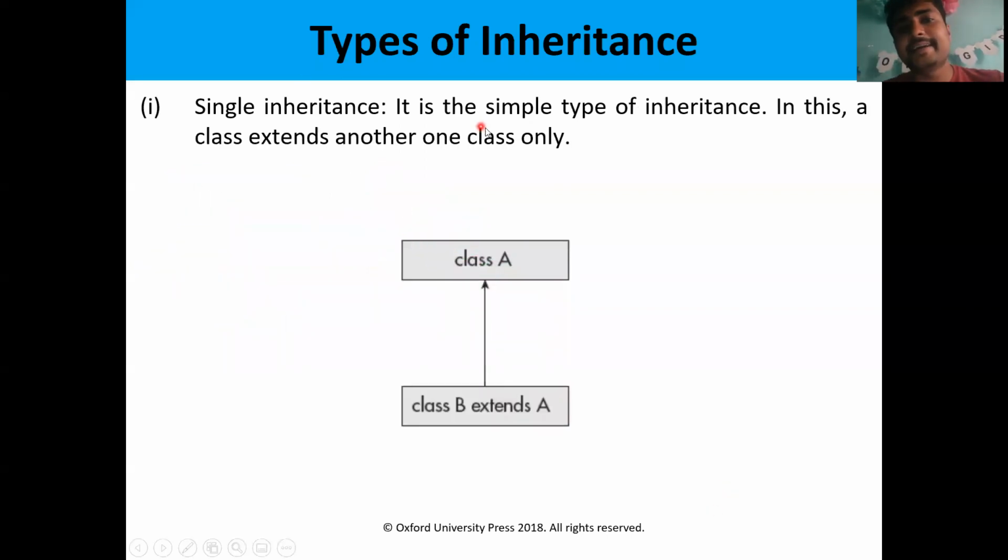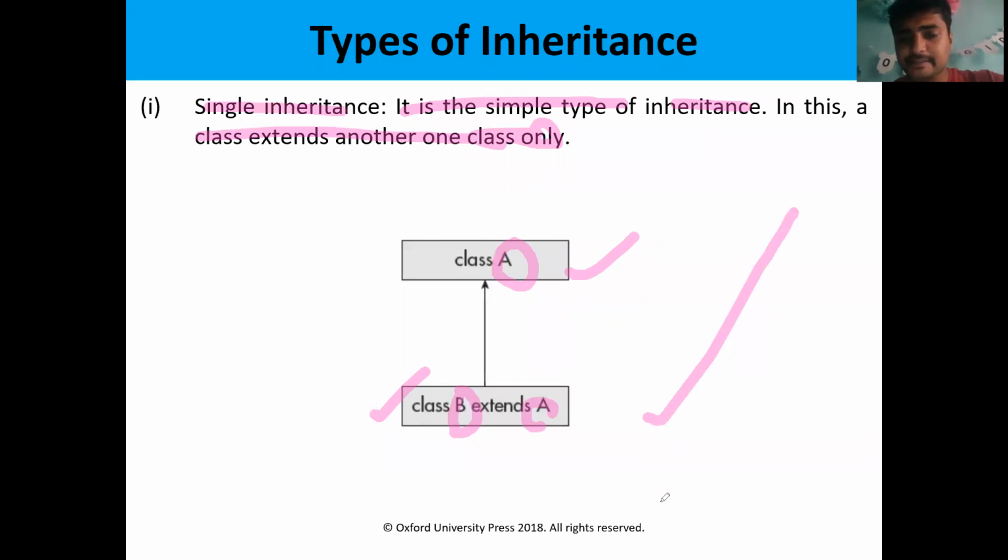First, single inheritance. Single inheritance is the simplest type of inheritance, in which a class extends only one other class. Here there is only one superclass and one subclass. In single-level inheritance, A is the superclass and B is the subclass. B inherits the properties from A. This is called single inheritance.